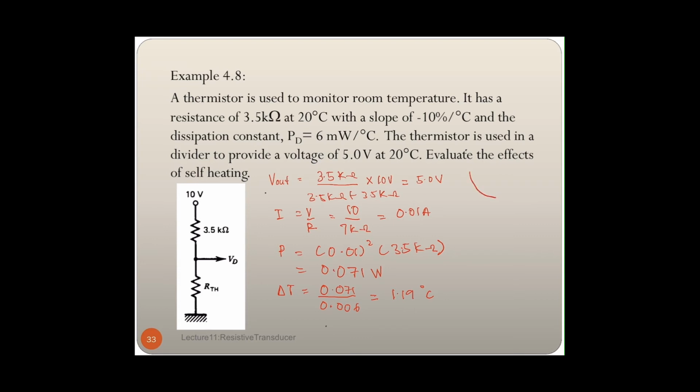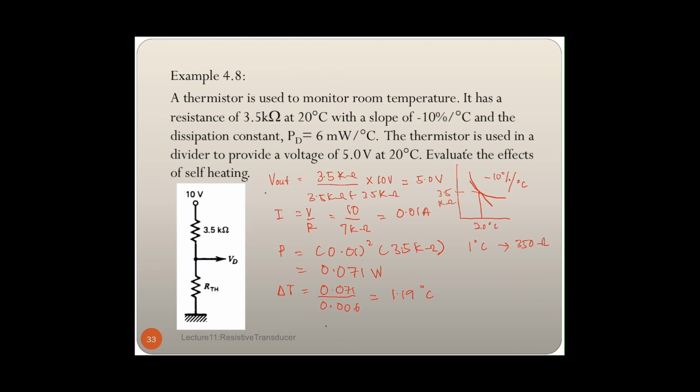So the slope information says that at 20 degrees Celsius, the value is 3.5 kilo ohm. Then it has a slope of negative 10% per degree C. So meaning that the resistance value will decrease by 10% if the temperature increases by 1 degree. For 10%, it is 350 ohm.